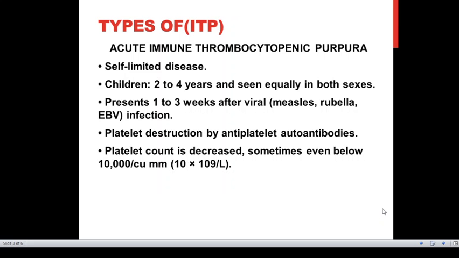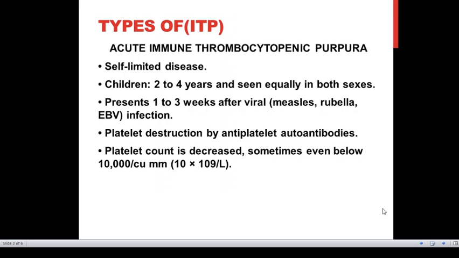So what are the types of ITP? There are two major subtypes of primary ITP, acute and chronic. Both are autoimmune disorders in which platelet destruction results from the formation of antiplatelet autoantibodies. So, the first one is acute immune thrombocytopenic purpura.